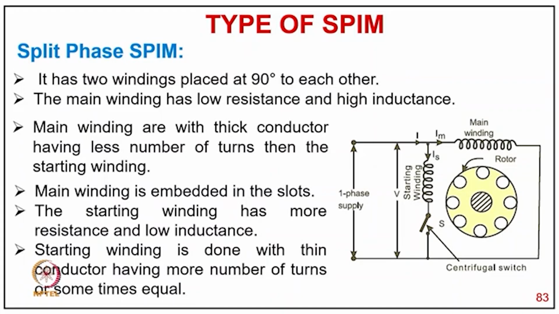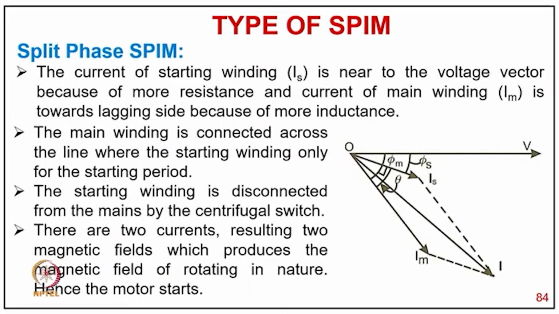and high inductance. As you see, the main winding is directly connected to the supply. The main winding is made with thick conductors having fewer turns than the starting winding, and the main winding is embedded in the slot. The starting winding has more resistance and low inductance, so the starting winding is kept with thin conductors having more turns, or sometimes equal.